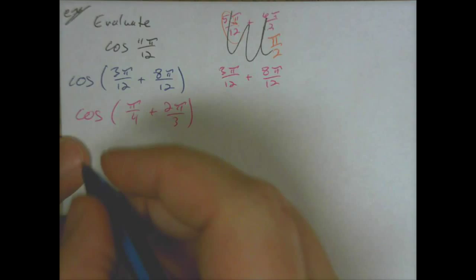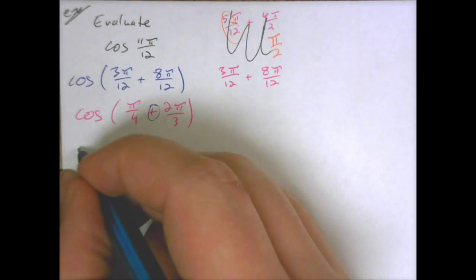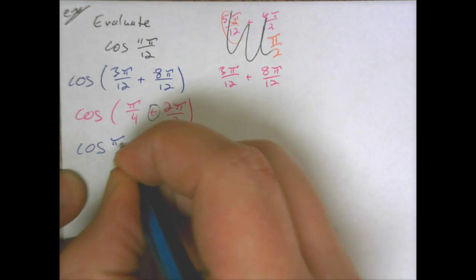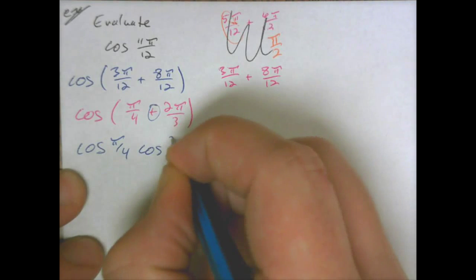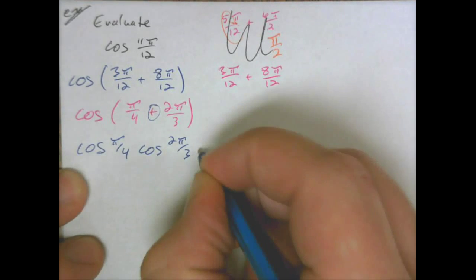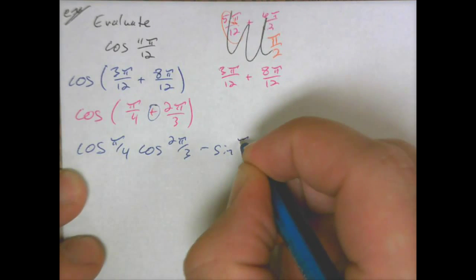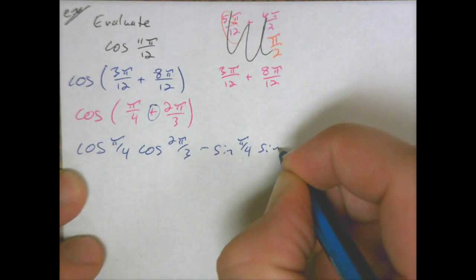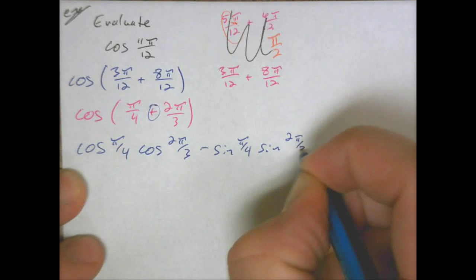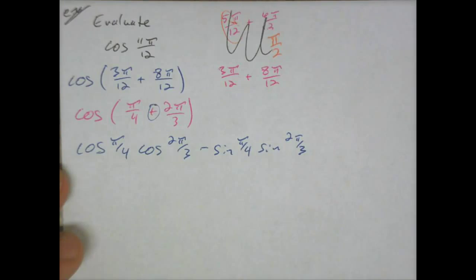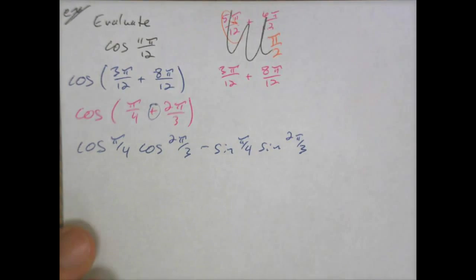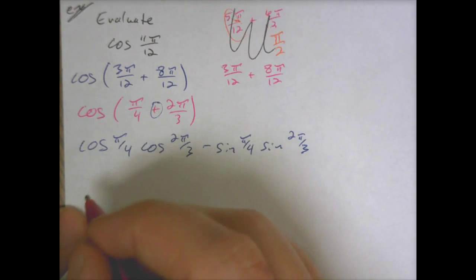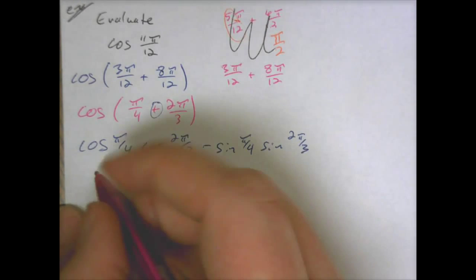And then I'm going to use my identity. Since I have plus, I'm going to use minus in my identity. So cosine of pi over 4, cosine 2 pi over 3, minus sine of pi over 4, sine 2 pi over 3. And then from there, it's just a matter of evaluating your trig functions. Cannot stress to you enough, if you don't know how to do that, you are stuck right there and you are not getting very much credit.